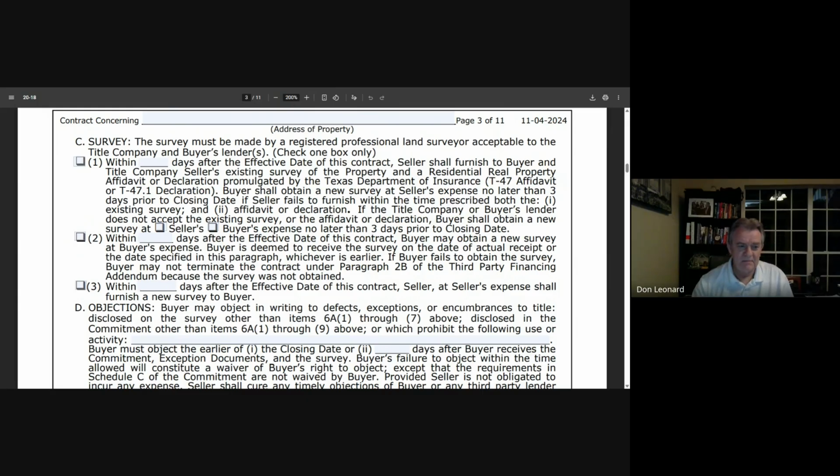Options 2 or 3. 2 is that the buyer's going to pay for a new one. 3 is the seller's going to pay for a new one. We're not going to try to use an existing survey. We're just going to say right here and now, a new one's going to have to be ordered and either the buyer or the seller is going to pay for it. And depending on who's going to pay for it is the one we're going to check.